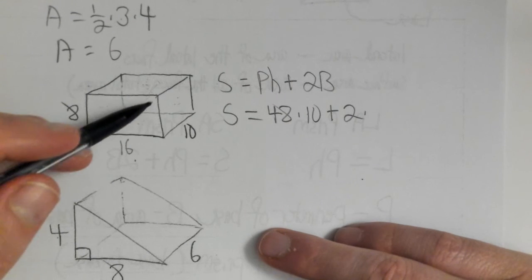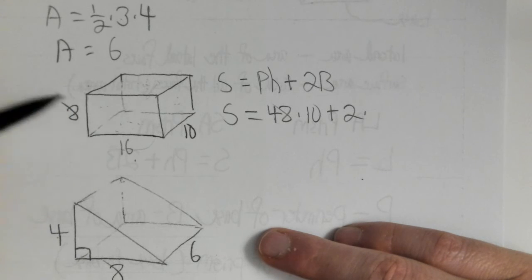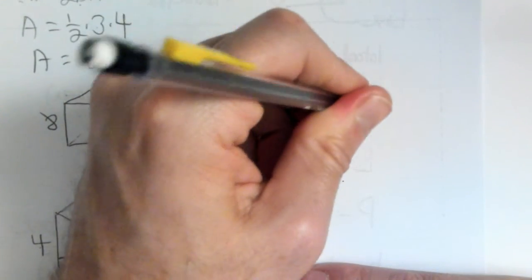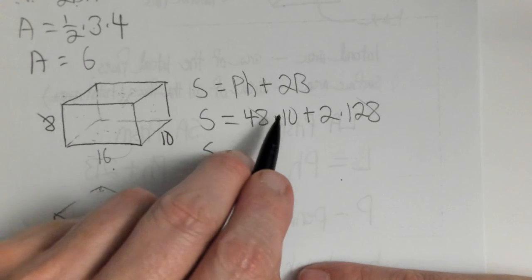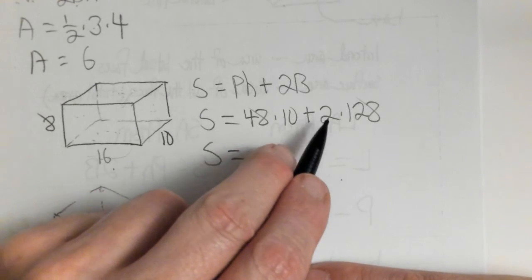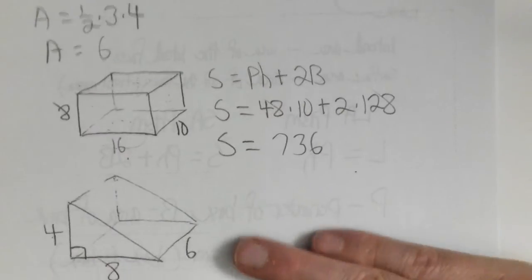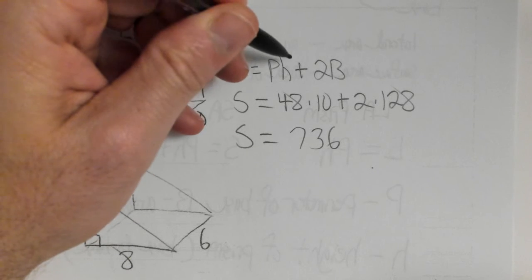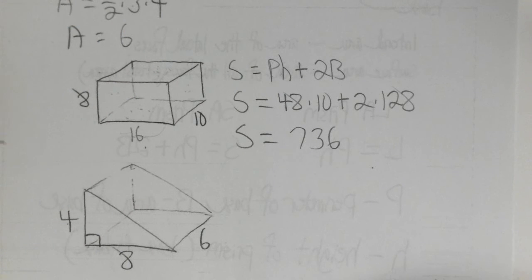Well, once again, what's the shape of the base? Rectangle. How do I find area of a rectangle? Length times width. 16 times 8 is 128. All right. So now it's just a matter of doing 48 times 10 plus 2 times 128. When you add all that together, you would see that you get 736 square units is the correct answer. All right. So it's just a matter of knowing what each one of these letters stand for, and plugging in the right thing into the right place.